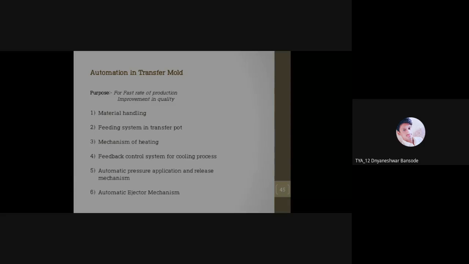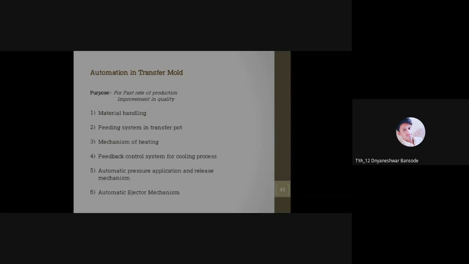Okay, so these are some of the locations or the pointers for which we can go for the automations. So already transfer molding is faster than compression molding. Transfer molding is useful for the complicated or intricate shapes. Additionally, if we go for the automation, so more speed, more production. We cannot say the more intricate shapes because it totally depends on the process, not the automation.